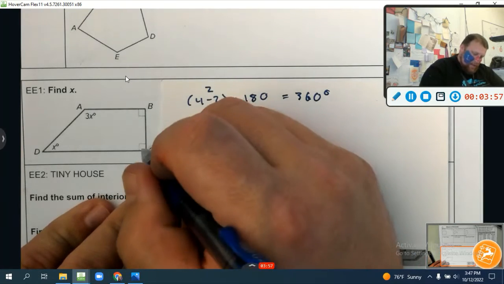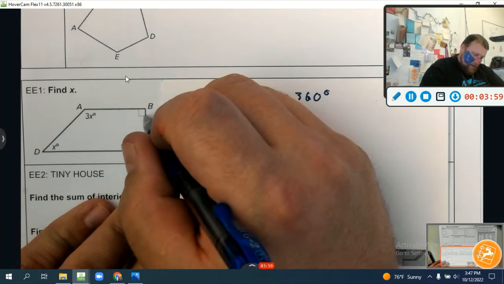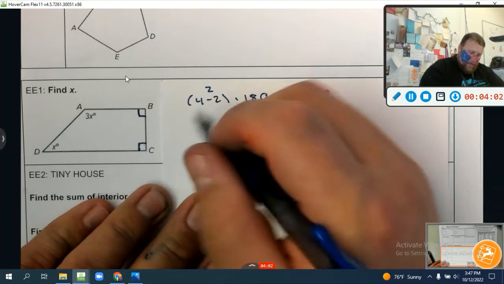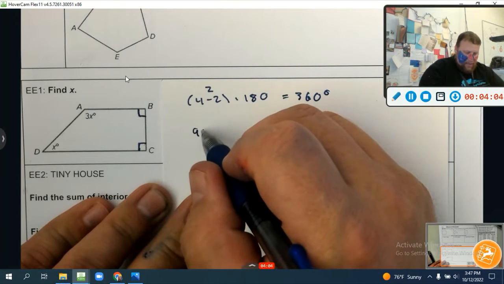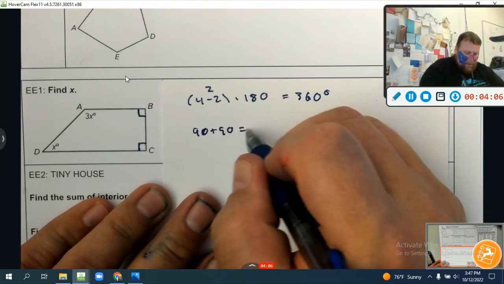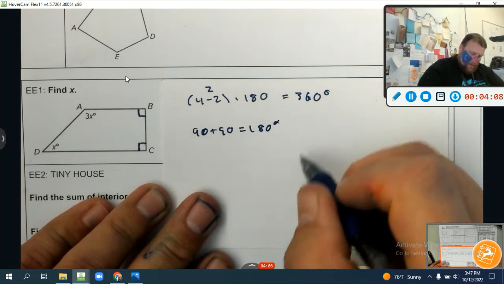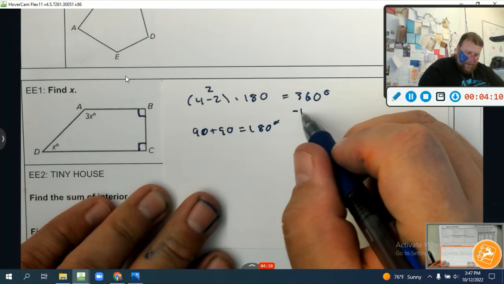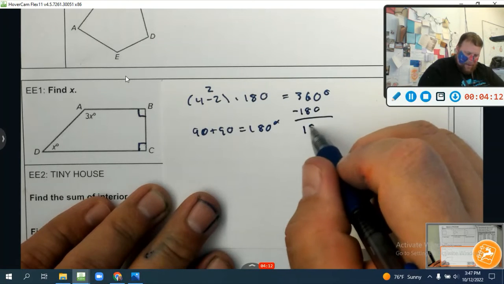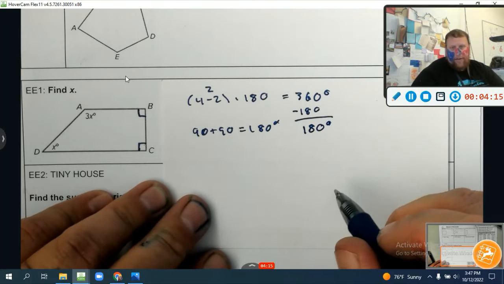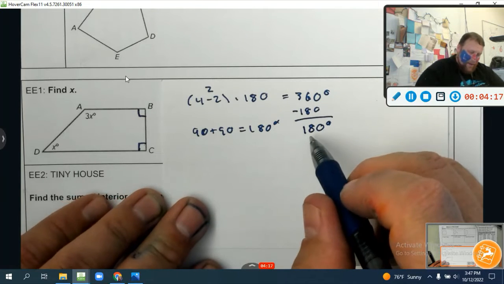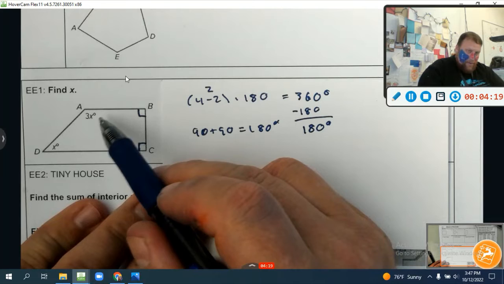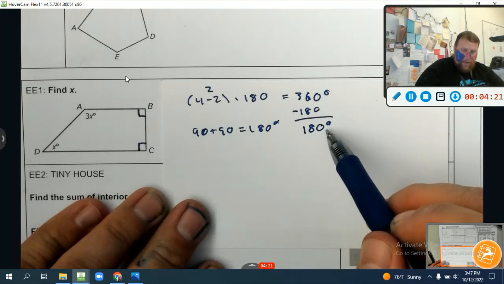But look, see how I see a right angle here? And a right angle at C? So I know that these are each 90, which means 90 plus 90 equals 180 degrees. So 360 minus 180 is 180 degrees. I knew that, but I just want to show you where I'm going to get this. So what do I know? I know that angles A and D should add up to 180 degrees.